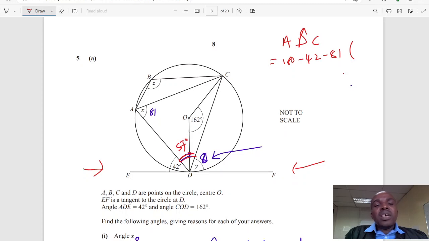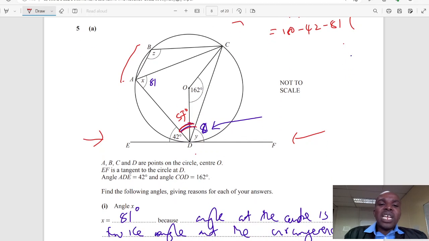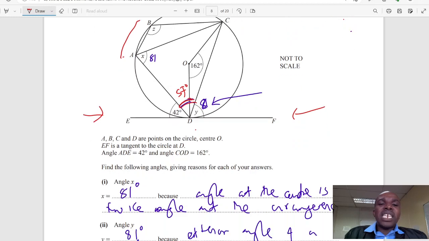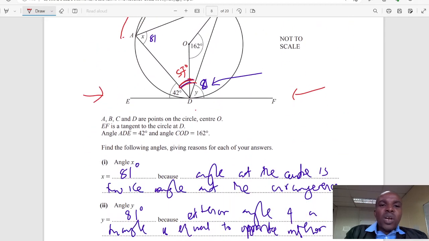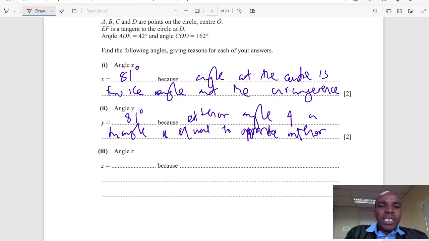So 57 plus Z is equal to 180. These are the opposite angles of a cyclic quadrilateral. ABCD is a cyclic quad, since all the corners touch the circumference of a circle. Opposite angles are supplementary, they add up to 180 degrees. So 180 minus 57, what do I get? 123. So this angle is 123 degrees. That's angle Z.